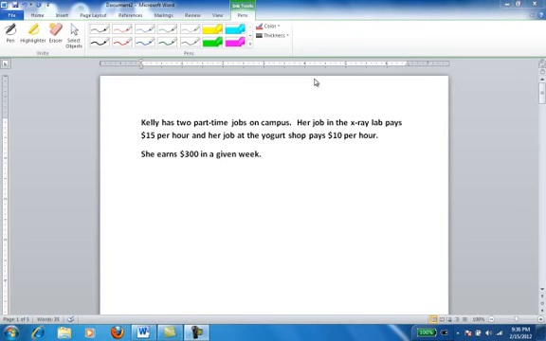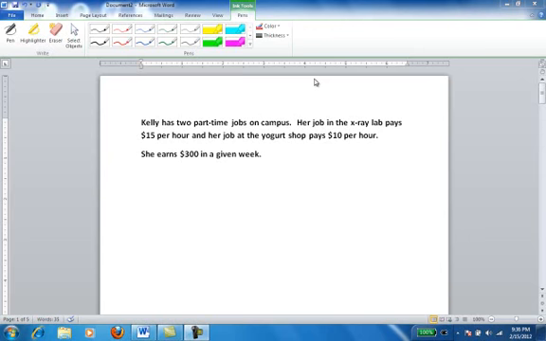Kelly has two part-time jobs on campus. Her job in the X-ray lab pays $15 per hour, and her job at the yogurt shop pays $10 per hour. She earns $300 in a given week. We could basically figure out many ways where she could earn a total of $300 depending on how many hours she worked in the yogurt shop and how many she worked in the X-ray lab. You could have multiple answers.